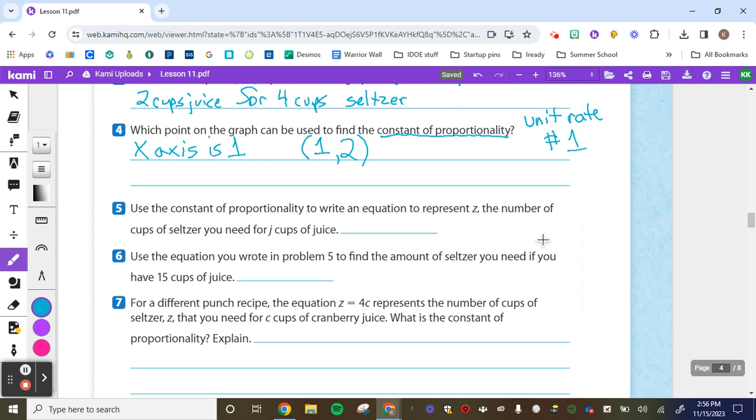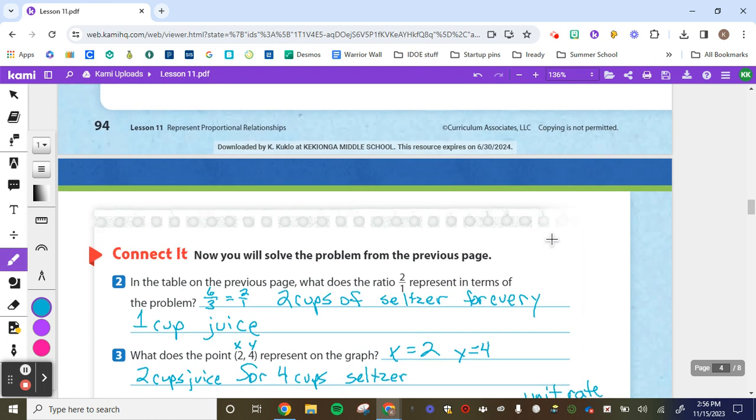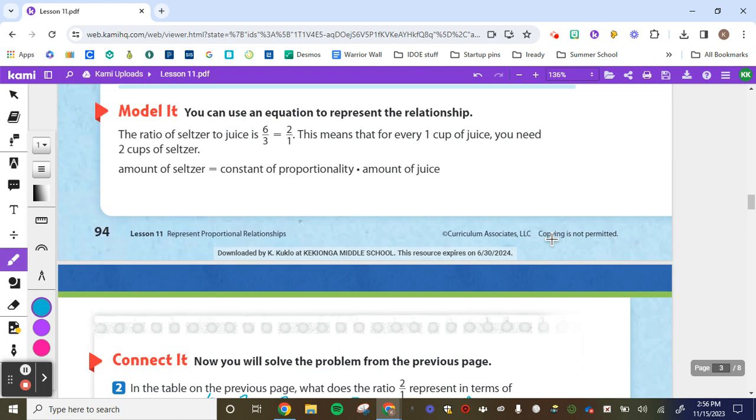Question 5 says use the constant of proportionality to write an equation to represent Z, the number of cups of seltzer you need for J cups of juice. Well, they actually started that for us already. So if I look back at the equation part, the model says the amount of seltzer is going to be the constant of proportionality, which we found out was 2, times how much juice you need.